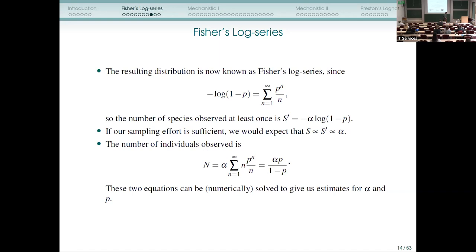Now, what he argued is that alpha is in some sense a proxy for the species richness. If I were to sample enough, I would expect that the number of species that I sample has more or less something to do with the actual number of species. The number of species I sample is proportional to alpha. So alpha is in some sense a dimensionless parameter, which is telling us how many species there are out there.